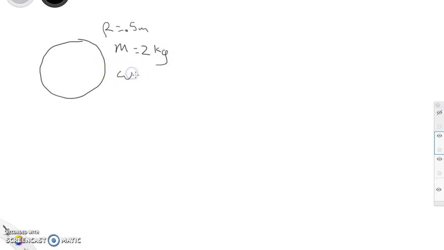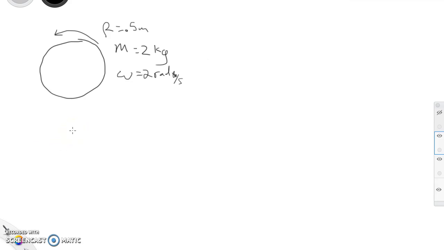Okay, so let's say that we have a large disk, and let's say that it has a radius of 0.5 meters. So this is a 1 meter large disk. Say that it has a mass of 2 kilograms, and let's say that it's rotating with an angular velocity like this of 2 radians per second.